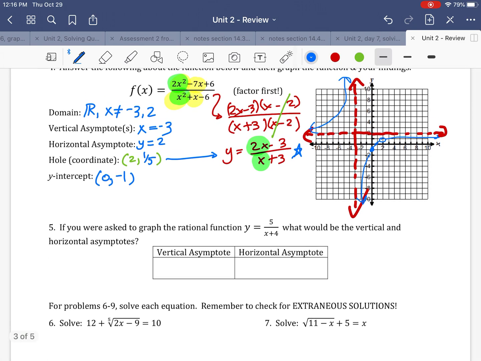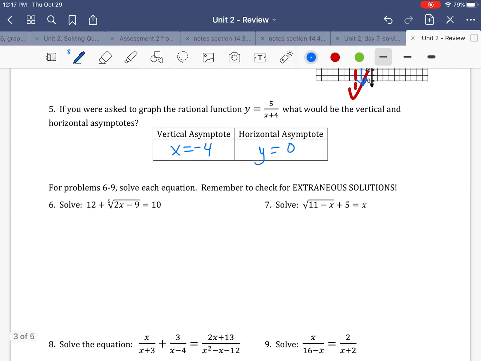Okay, so number 5. Number 5, you're asked to graph this. What would be the horizontal and vertical asymptotes? So the vertical asymptote would be x equals negative 4 because of the denominator. And in this case, the horizontal asymptote would be y equals 0, because whenever the numerator has a smaller degree than the denominator, you say 0.